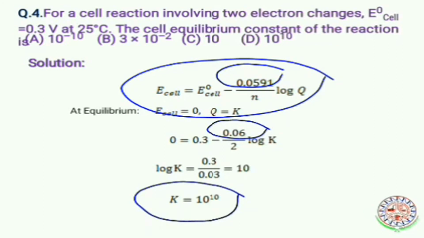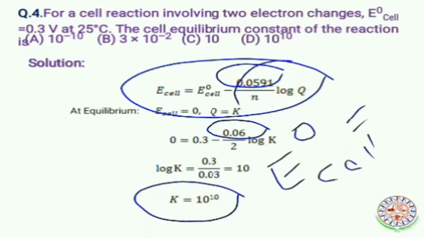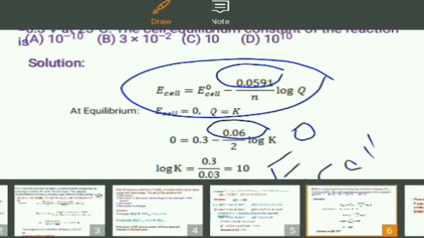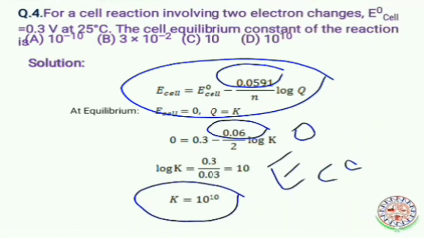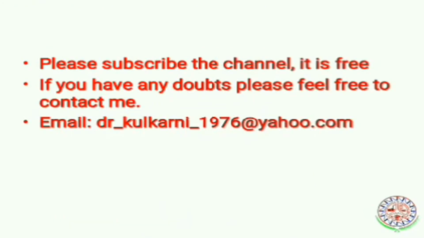What do you have to remember? E naught of cell is equal to 0.0591 divided by n into log K, at 298 Kelvin. That equation you should remember. I have already discussed it, I listed this equation in the second slide itself. The answer is option D, 10 raised to 10.